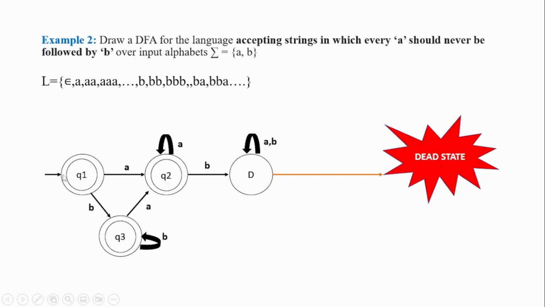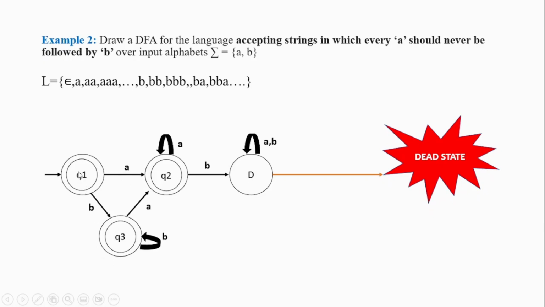Now start filling from here. From Q1, the initial state is the final state here because the empty string is accepted. So the initial state becomes the final state. From Q1 I can see either A or B. So if I see B, that is also acceptable, right?